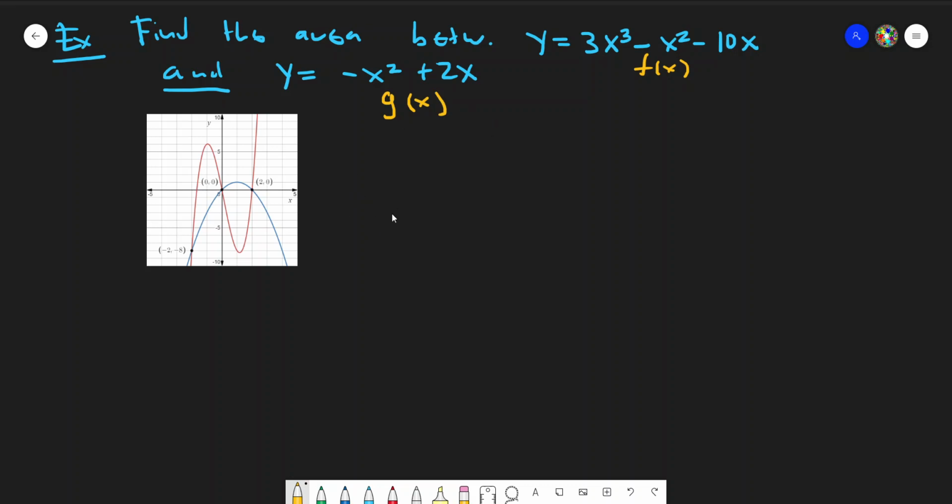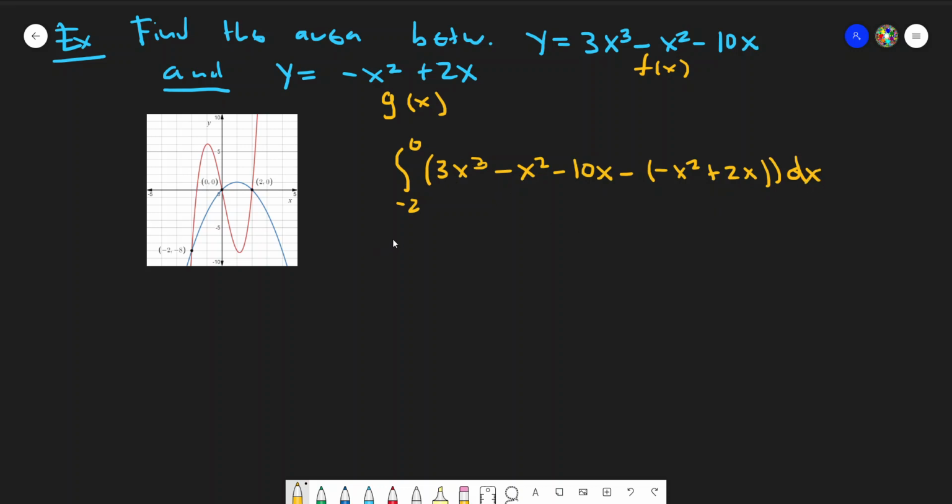But the only thing is that you have two regions. What that means is that to find the area, you have to set up two integrals. The first integral is going to be the integral from -2 to 0, and then you put 3x cubed minus x squared minus 10x minus, so minus x squared plus 2x. And all of this is just one giant integral.